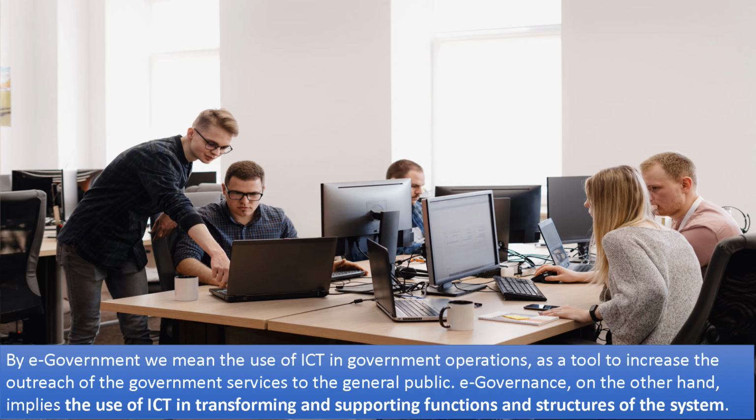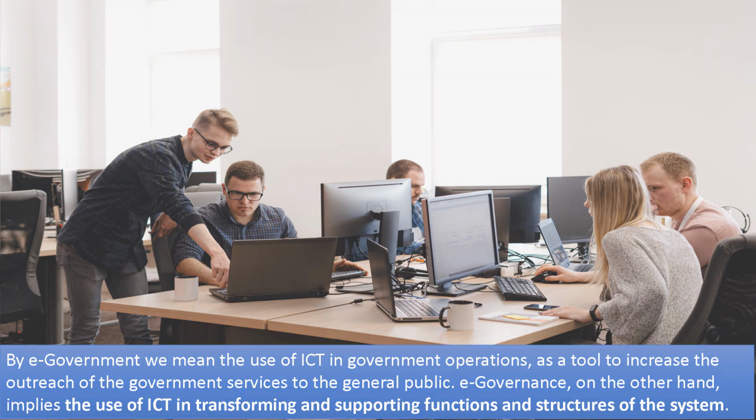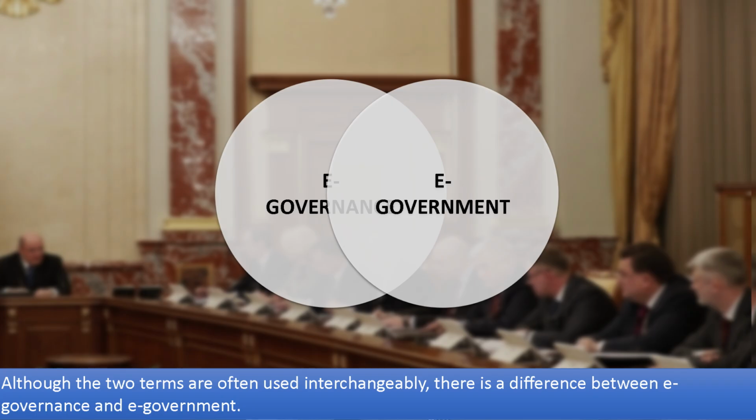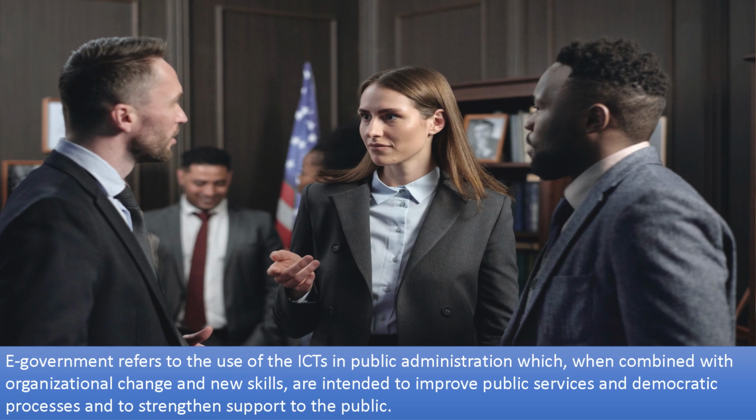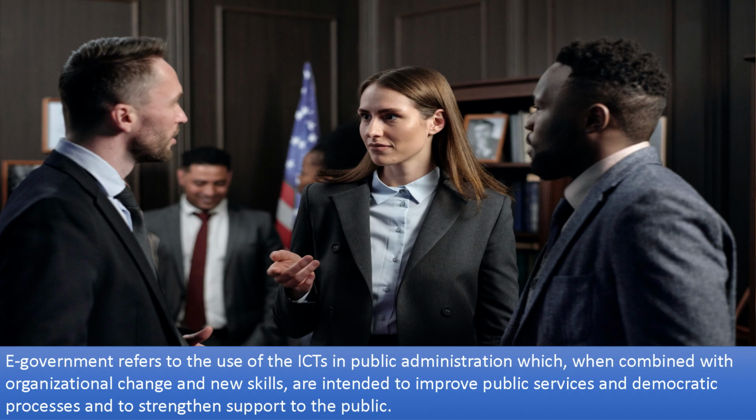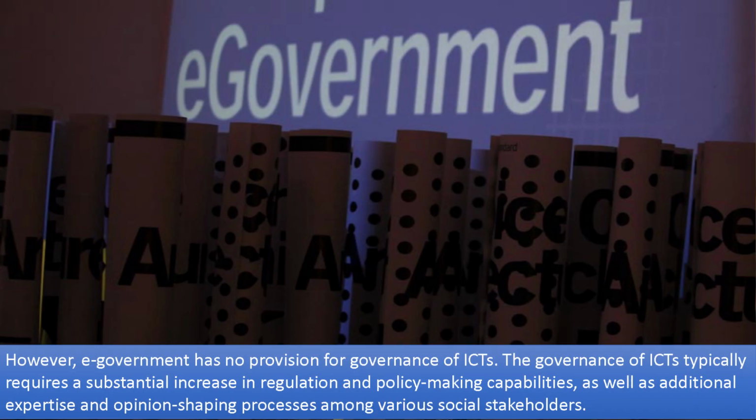Although the two terms are often used interchangeably, there is a difference between e-governance and e-government. E-government refers to the use of ICT in public administration, which when combined with organizational change and new skills, is intended to improve public services and democratic processes and to strengthen support to the public. However, e-government has no provision for governance of ICT. The governance of ICT typically requires a substantial increase in regulation and policy-making capabilities, as well as additional expertise and opinion-shaping processes among various social stakeholders.